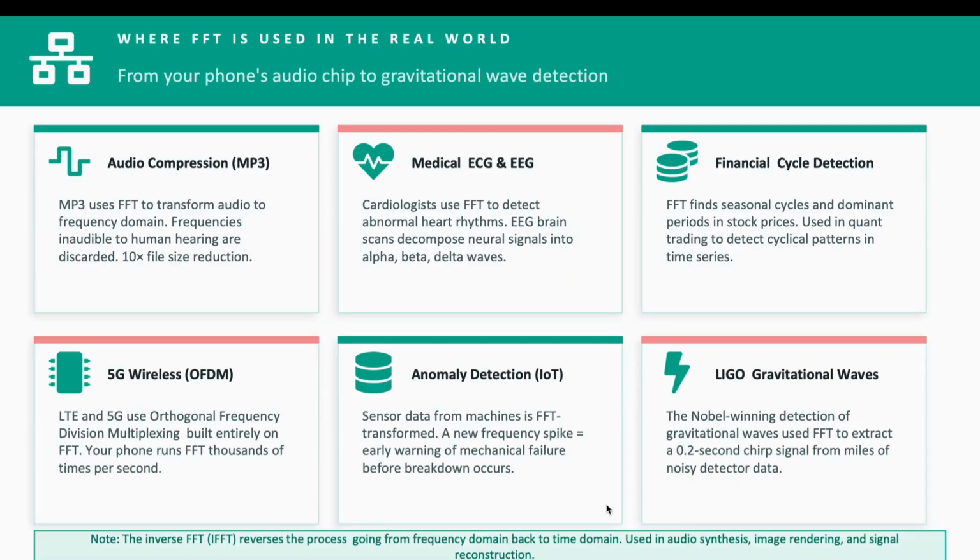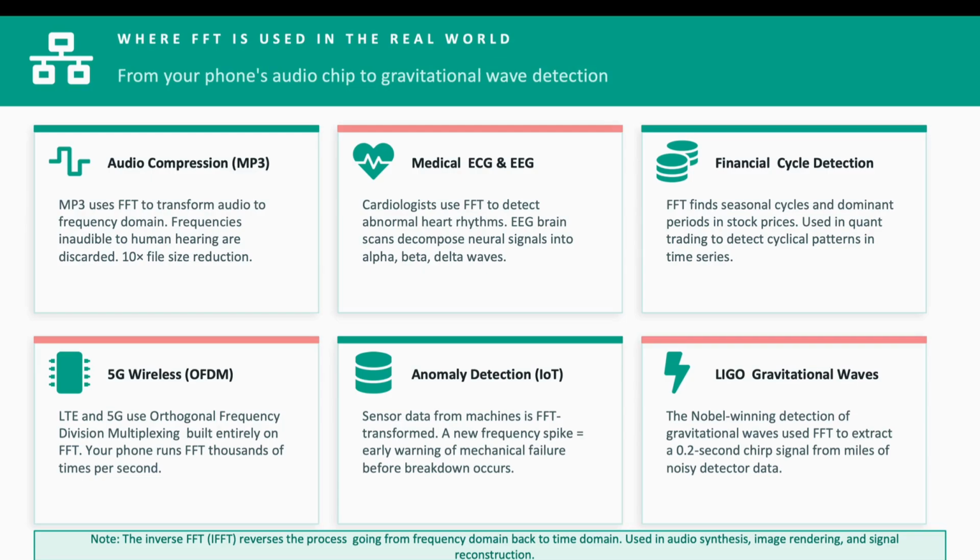Where FFT lives in the systems you use every day. We have audio compression, the MP3. When you play an MP3 file, your phone decodes audio that was compressed using the FFT. The audio was transformed to the frequency domain, and frequencies the human ear cannot hear, above 20 kilohertz, and masked ones were discarded. The result is stored. That is where the 10 times size reduction comes from.